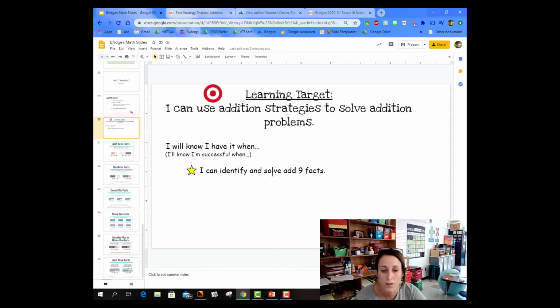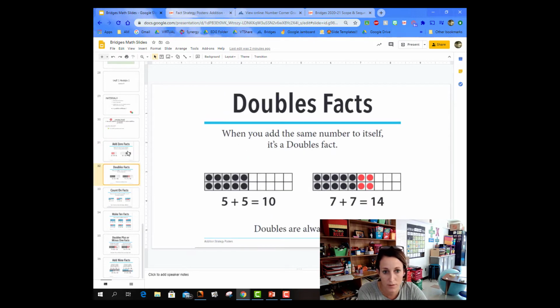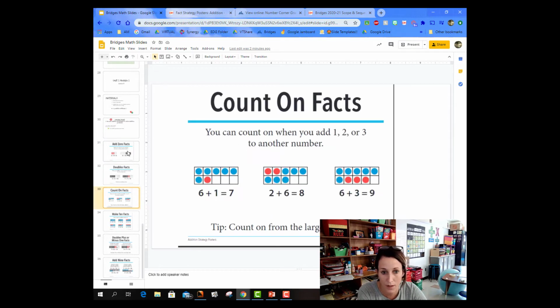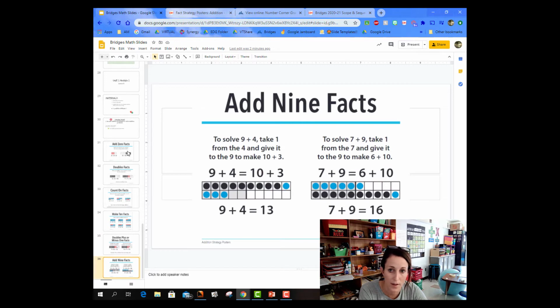We are still going to be learning about addition strategies to solve addition problems, and you're going to know you have it when you can identify and solve add 9 facts. So we're going to learn a new strategy today. To briefly, or that just means quickly, go over our other strategies, we have add 0 facts, doubles facts, count on facts, make 10 facts, doubles plus or minus 1 facts, and now we're going to add in add 9 facts.